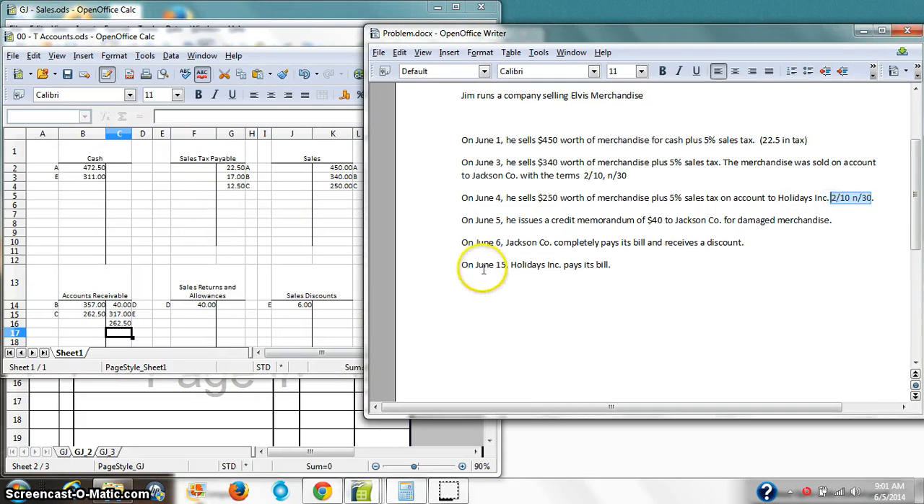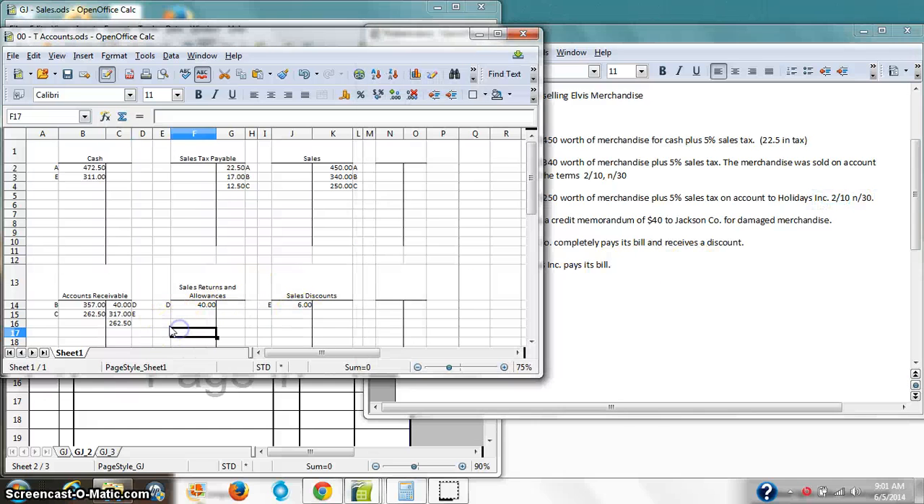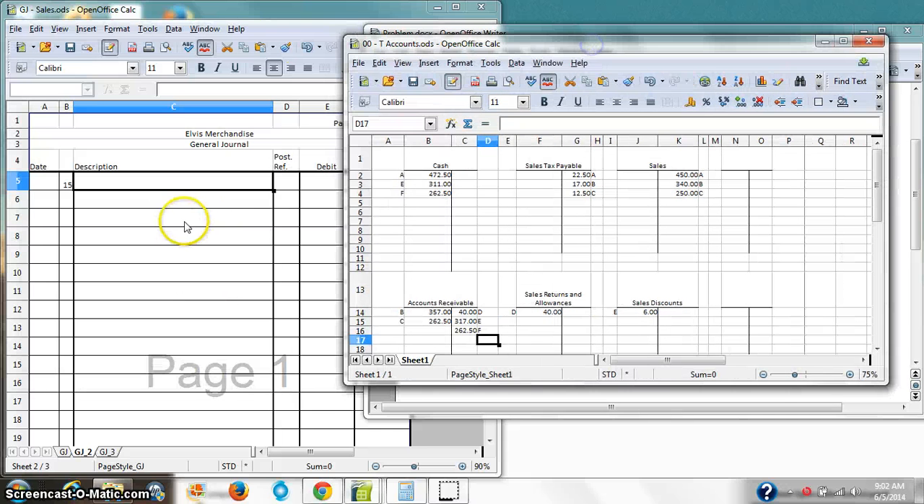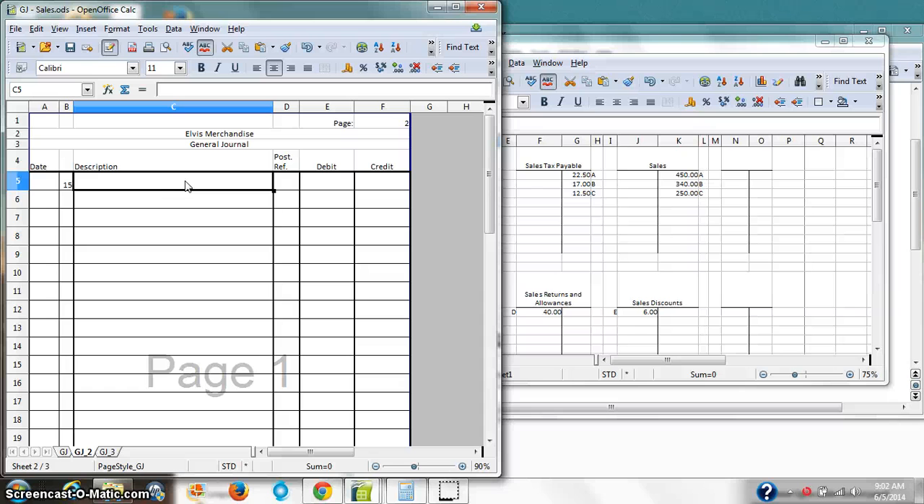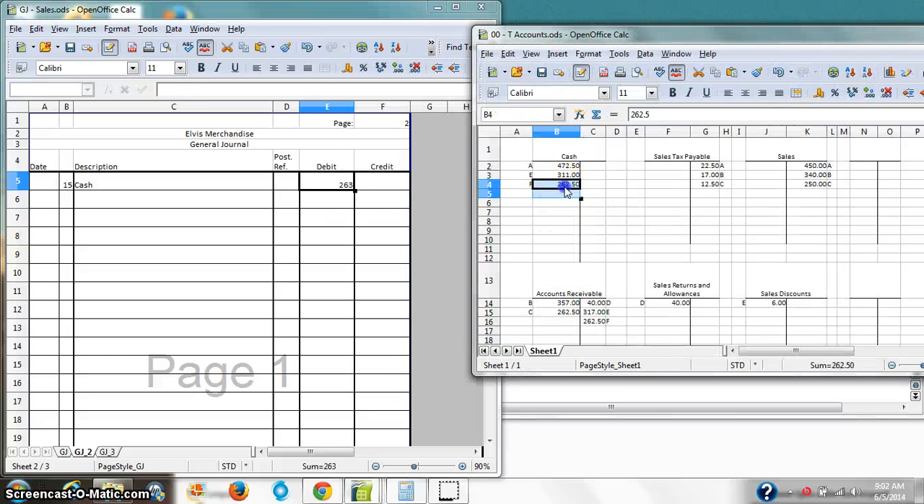2/10, net 30. If he'd paid earlier, if he'd paid it on the 6th like Jackson Company, he would have received a discount. But this is more than 10 days out. He just missed that window. So he doesn't get the discount. He has to pay in full. So this is going to reduce my accounts receivable and increase my cash. Transaction F. Do that here. Cash. That increases. $26,250. See that account? There's the amount.